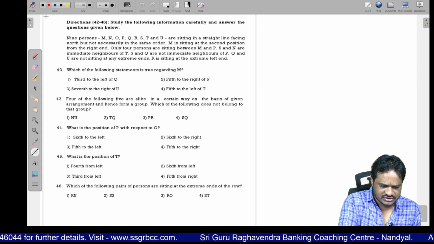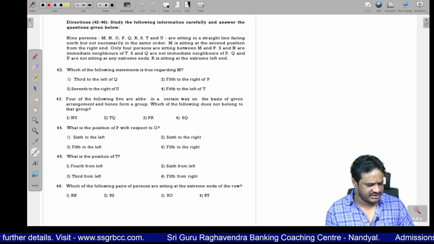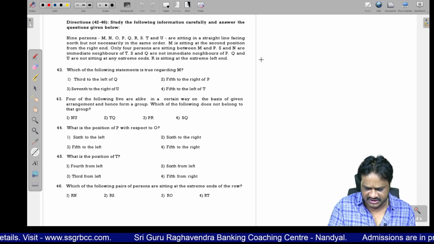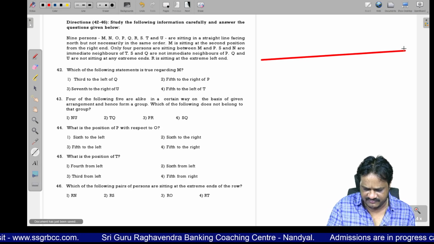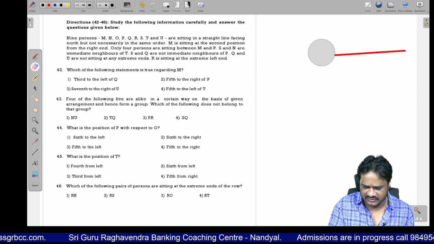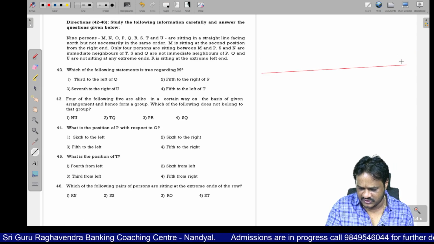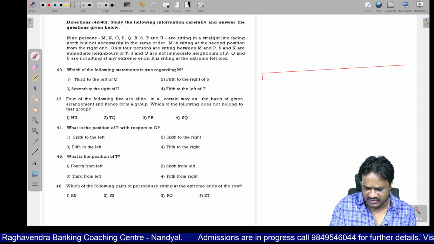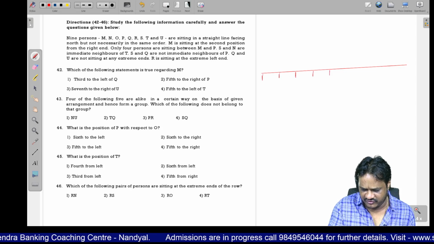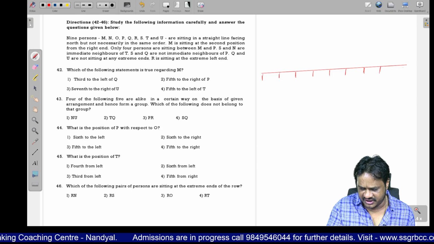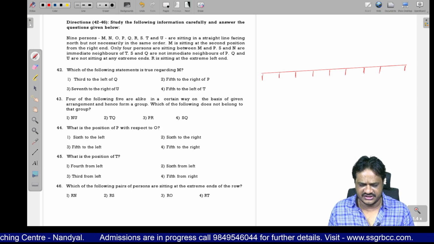Now, let us draw one straight line and divide it into 9 parts. Draw one straight line. Divide into 9 parts: 1, 2, 3, 4, 5, 6, 7, 8 and 9. Let us see this puzzle.